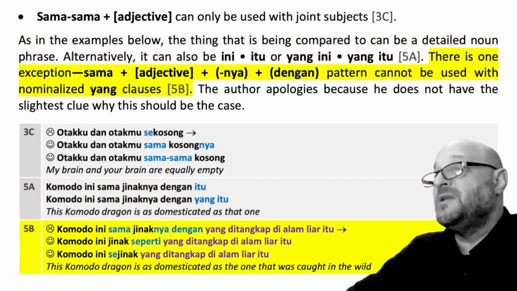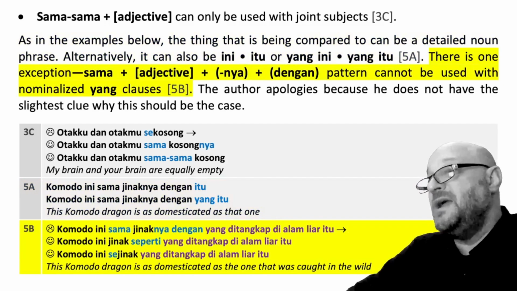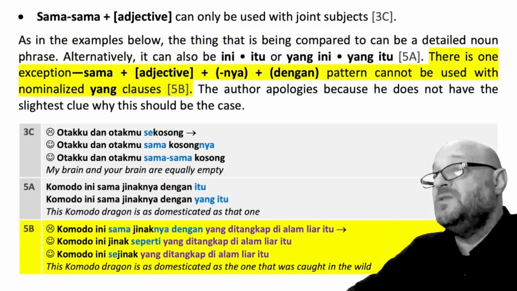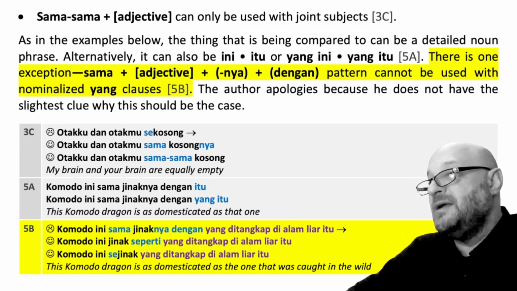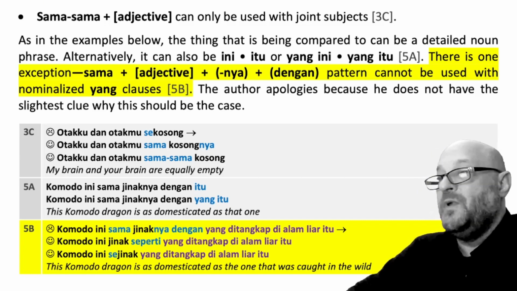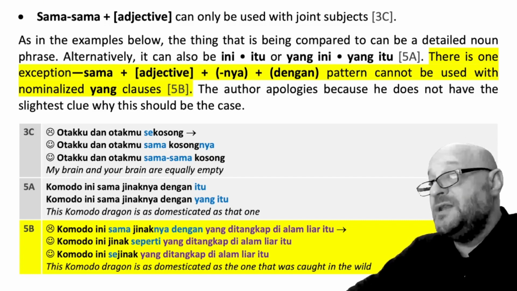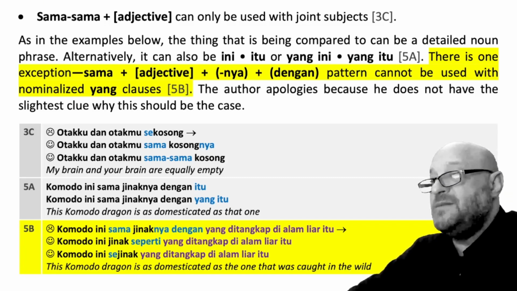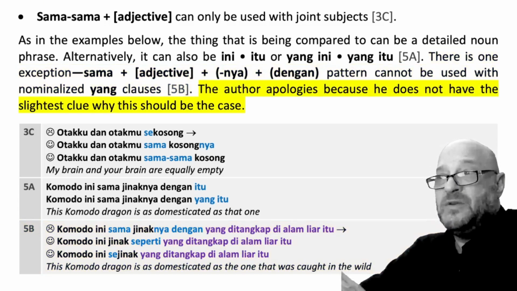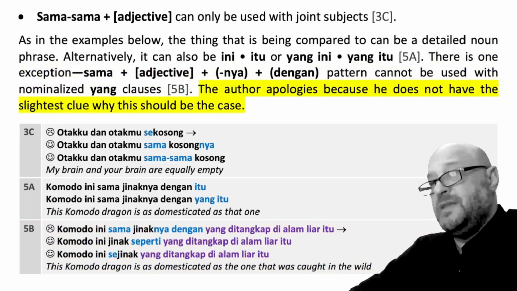There's one exception. The sama plus adjective plus nya plus dengan pattern cannot be used with nominalized yang clauses. Example 5b, you can't say komodo ini sama jinaknya dengan yang ditangkap di alam liar itu. You would say, for example, komodo ini jinak seperti yang ditangkap di alam liar itu. This Komodo dragon is as domesticated as the one that was caught in the wild. I apologize because I don't have the slightest clue why this should be the case.